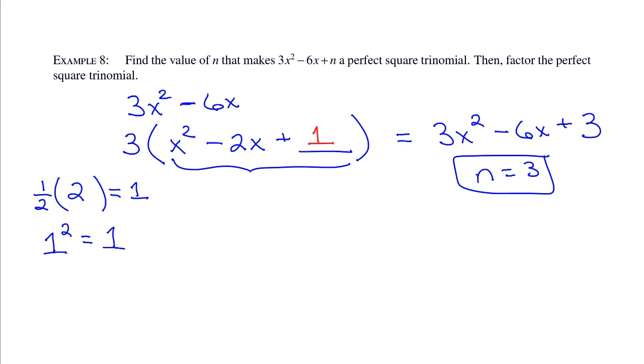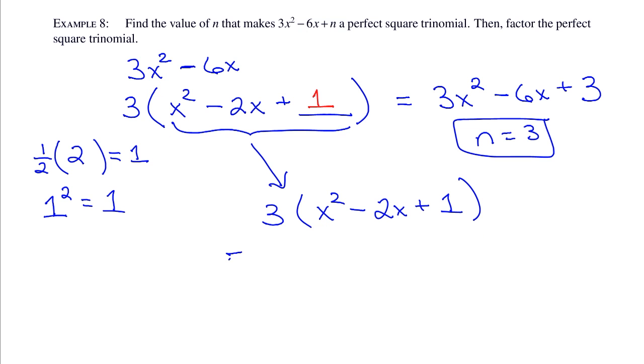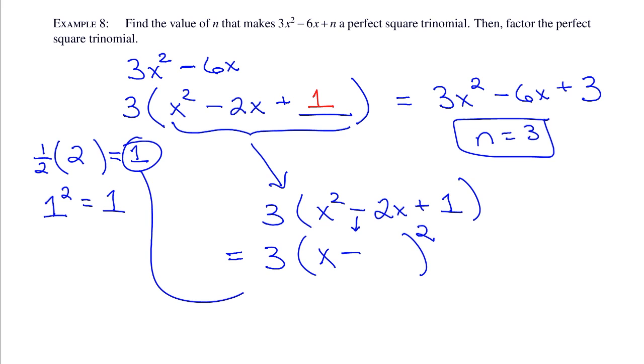To factor, I'm going to start with this version that already has the 3 factored out. If you start with the other version, you just have to factor out the 3 first, and that's okay. And then this is going to factor just as in the previous example. You pick up the variable, you pick up the sign from the b term, it's minus, and then you pick up what 1/2 of b was, and that's a 1. So it factors as 3 times x minus 1 squared.